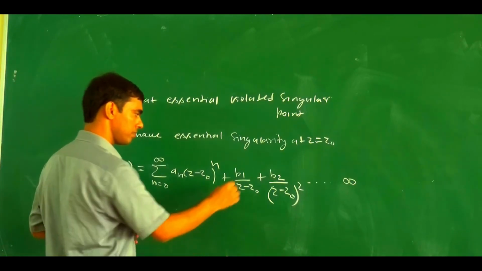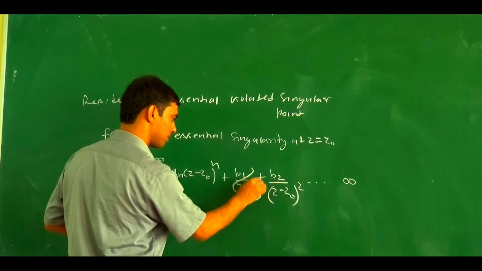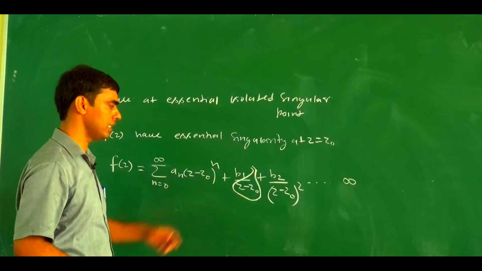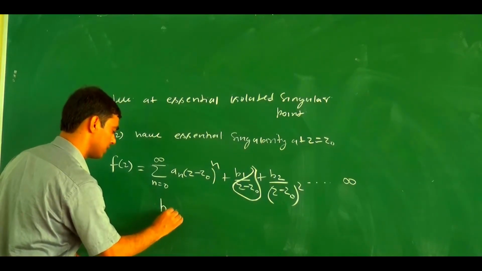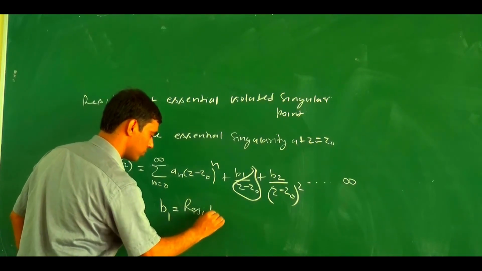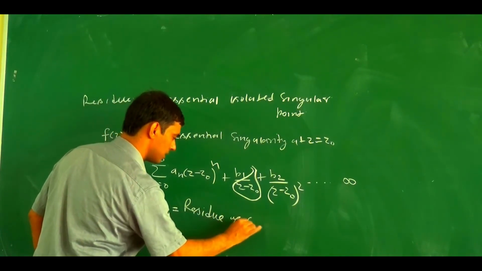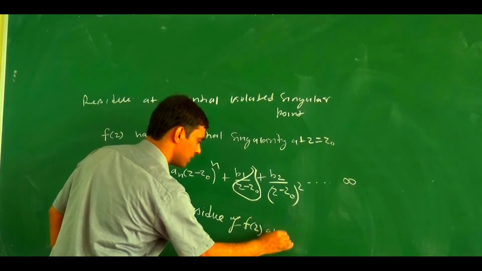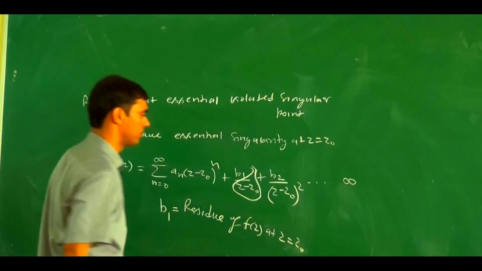Then the coefficient of the first term of the principal part, the value of b1, is nothing else but the residue of f(z) at z equals z0.